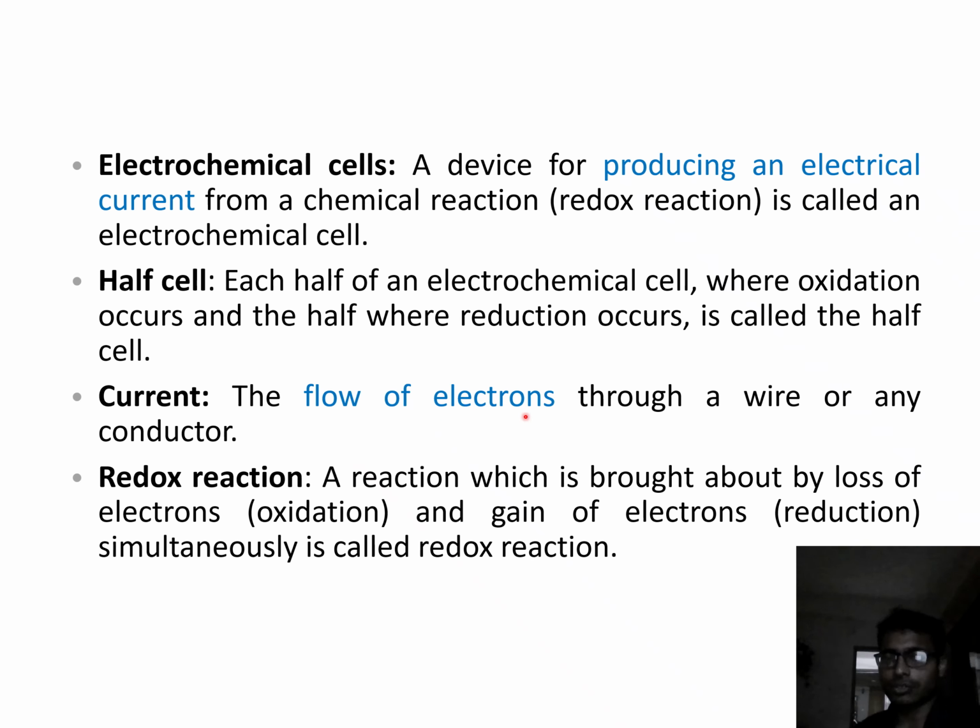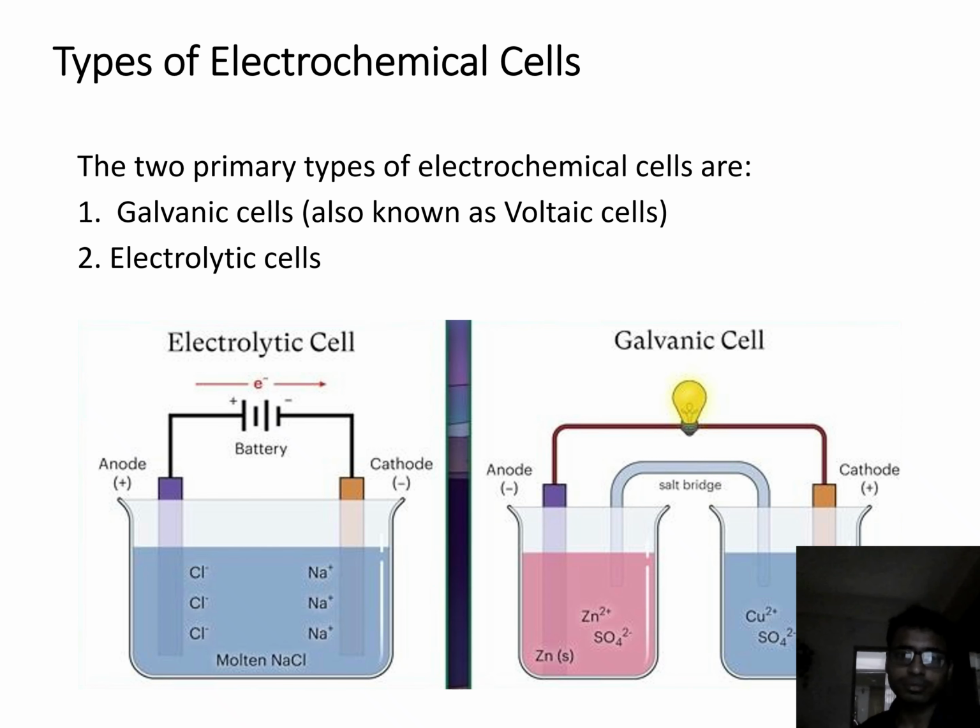Current: the flow of electrons through a wire or any conductor. Then redox reaction: a reaction which is brought about by loss of electron and gain of electron simultaneously is called a redox reaction. Then actually there are two types of electrochemical cell. One is the galvanic cell, where current is produced, and another is the electrolytic cell, which utilizes electricity for analysis. So they are just opposite to one another.